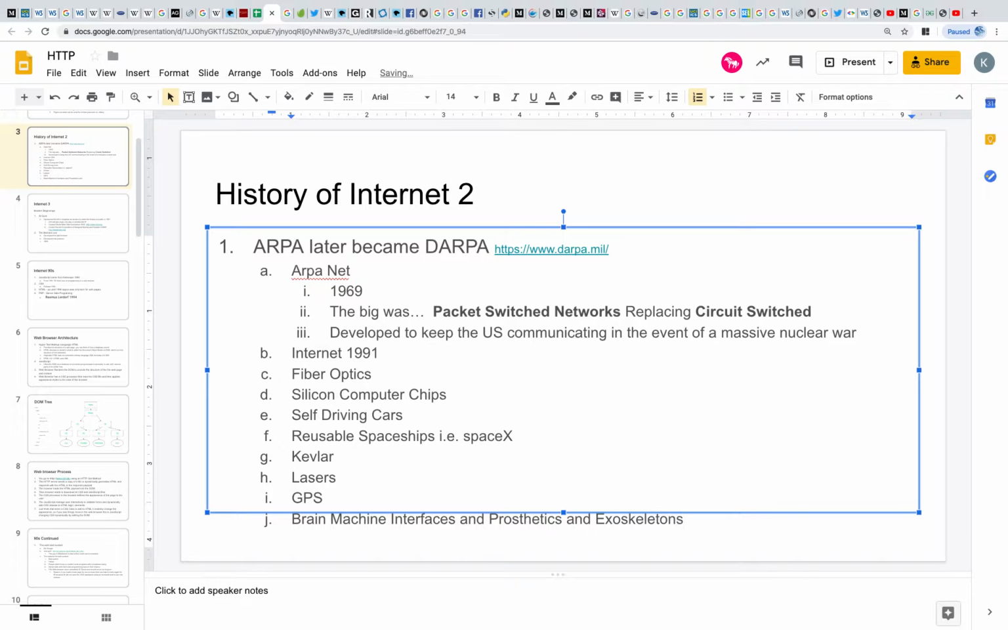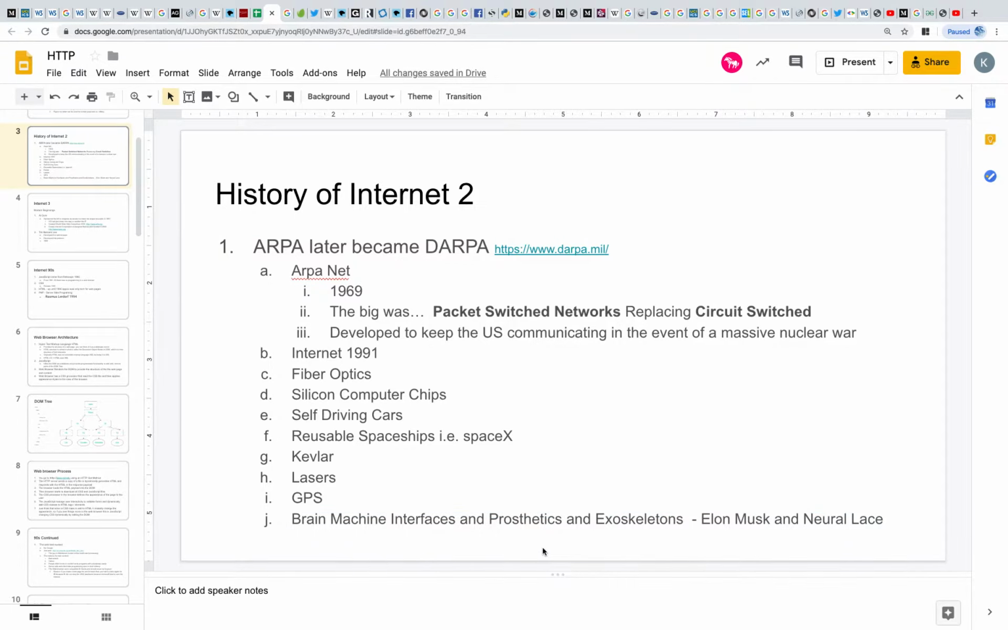So, and I'll put a little thing here, Elon Musk and neural lace. Okay, so we're going to look at this in a minute.